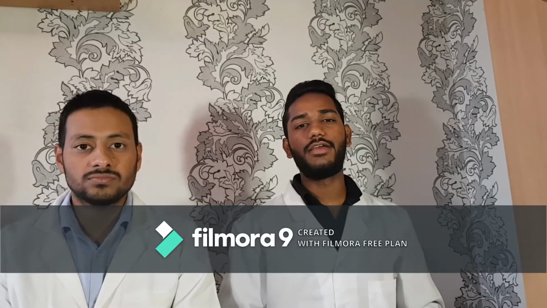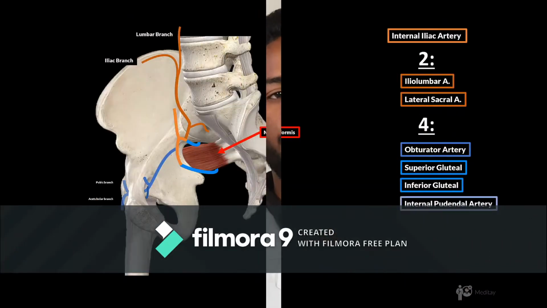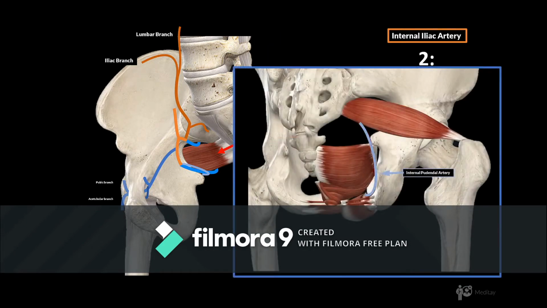Now we are describing the course, branches and the supply of this artery. This artery will leave the pelvis in the space below the piriformis muscle, as you can see here. If we follow the artery looking from this perspective, you will see that the artery winds around the spina sciatica and then it continues into the space between the perineal muscles and the muscles of the pelvic diaphragm. Then we continue toward the anterior side.